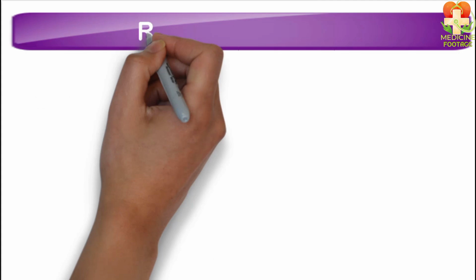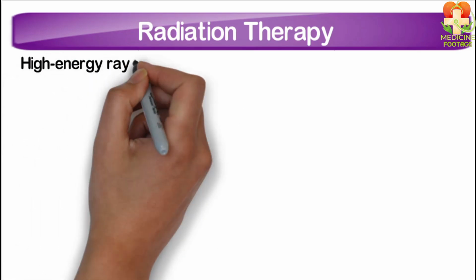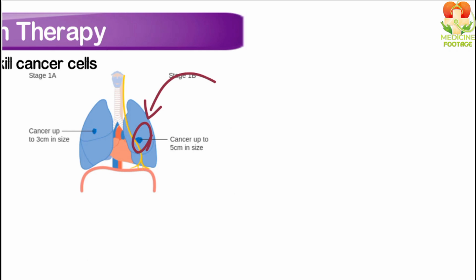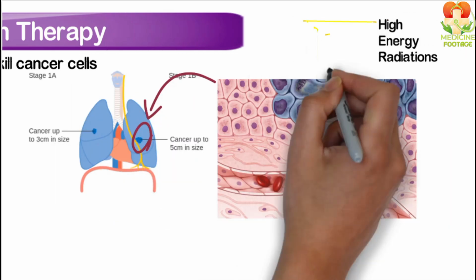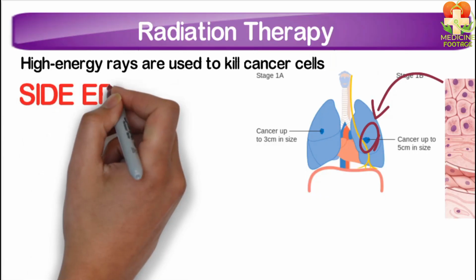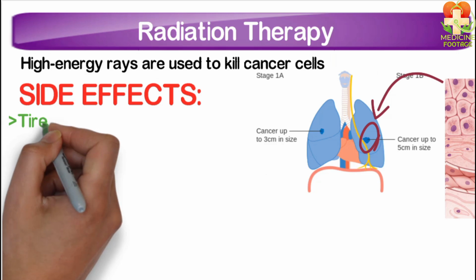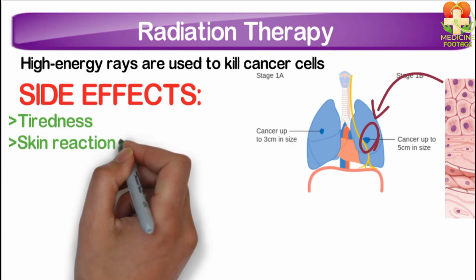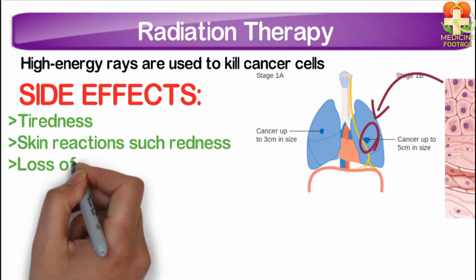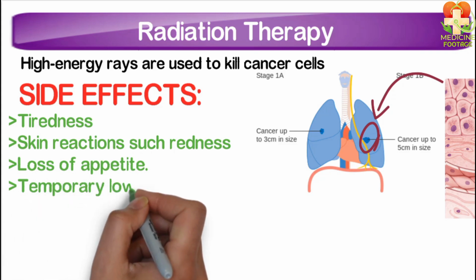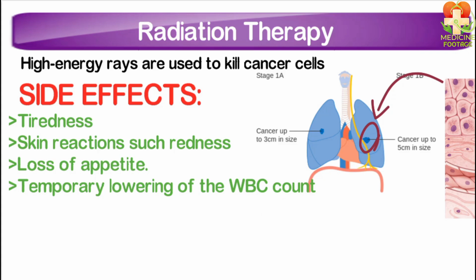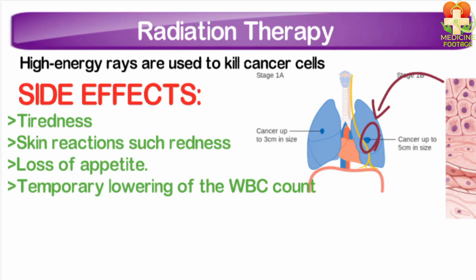The second treatment is radiation therapy. In it, we apply high energy rays to the cancer cells where they are located. We do high radiation therapy there, and those rays either kill those cells or stop them from growing and dividing. But it also has some side effects. Its side effects are tiredness. The person feels very fatigued. Skin reactions also occur, like the skin becomes red. There is redness. Loss of appetite occurs. And along with it, the WBC count becomes very low.